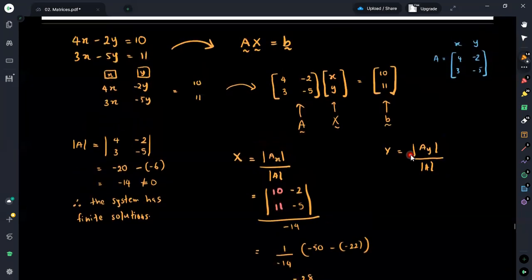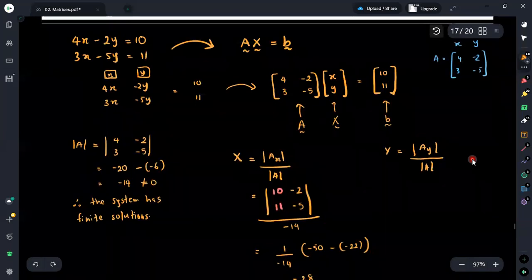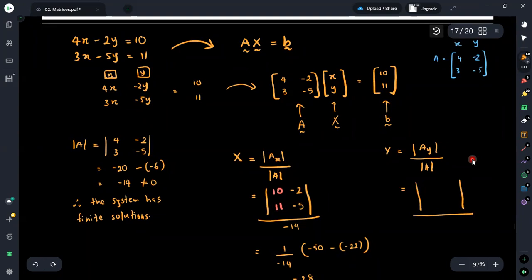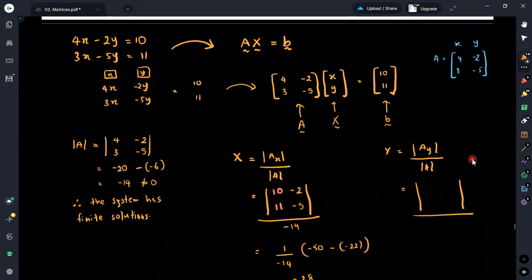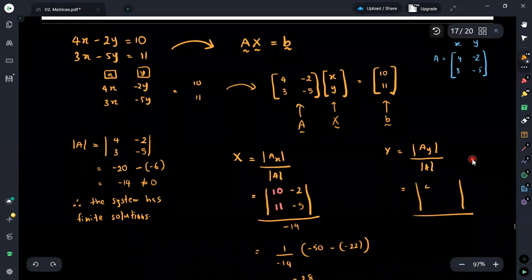In a similar manner, we have to obtain the value for y as well. To obtain the determinant of Ay, here we are going to find out the value of variable y. Therefore, I have to remove or omit the column which contains the coefficients of the y variable. I have to keep the coefficients of the x variable as it is. Values are 4 and 3. Then instead of these values in the y variable, I have to use 10 and 11.